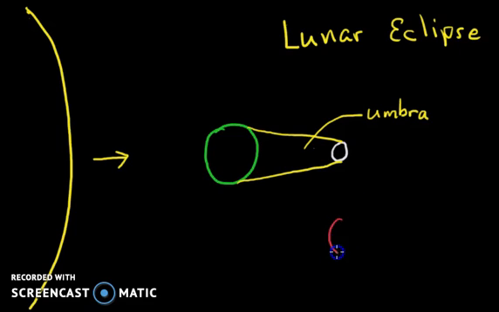And the strange thing about lunar eclipses is that when you look at the Moon during a lunar eclipse, the Moon will have a shade of red. You'll actually see the Moon still, and the Moon will have a shade of red. And the reason that happens is because of Earth's atmosphere.